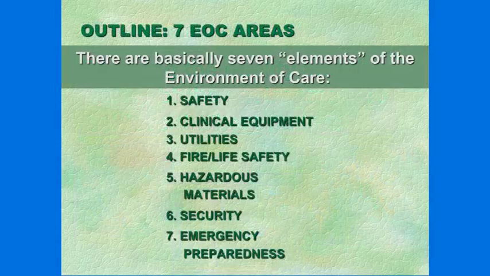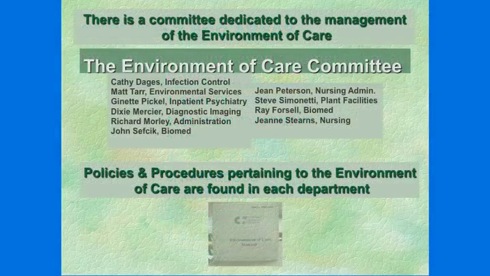We have safety, clinical equipment, utilities, fire, life safety, hazardous materials, security, and emergency preparedness. We're going to talk about each of these in brief discussion. First, back up, the Environment of Care Committee. This is a multidisciplinary team as well. Folks from all over the hospital come together to talk about our policies and procedures and any changes that need to be shared throughout the organization around any of those 7 EOC areas.